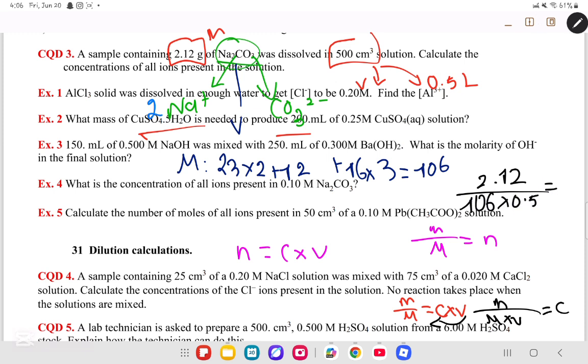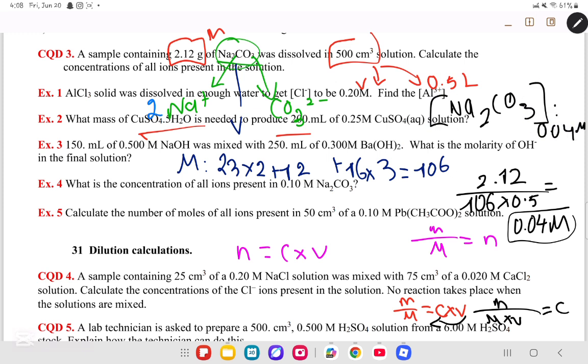So put it on the calculator. It's gonna be 2.12 over 106 times 0.5. So it's gonna be what? It's gonna be 0.04 molarity. Now we have the concentration of what? We have the concentration of Na2CO3. So 1 Na2CO3 will give us 0.04 molarity. Right? So 1 Na2CO3 will give us 0.04.